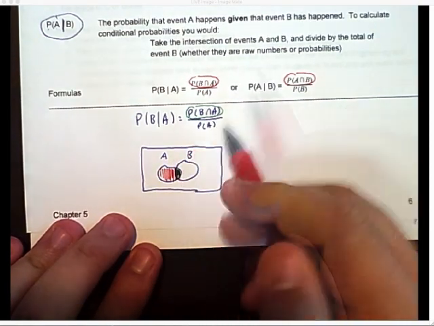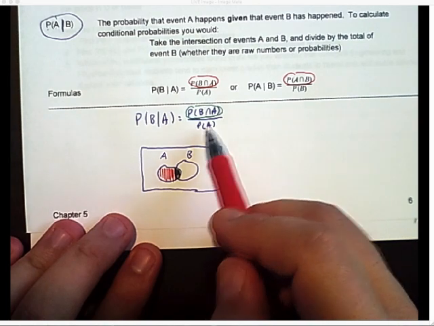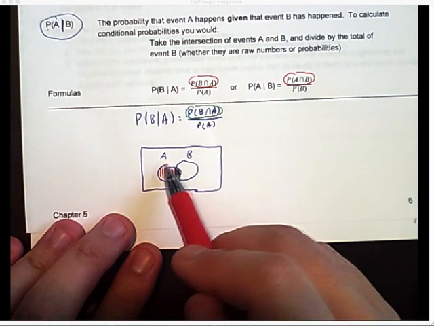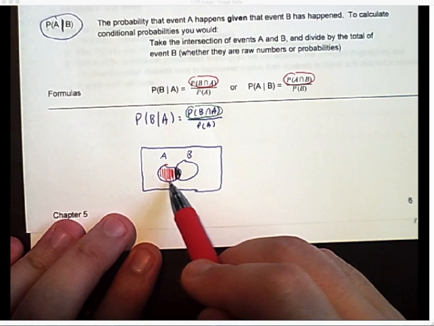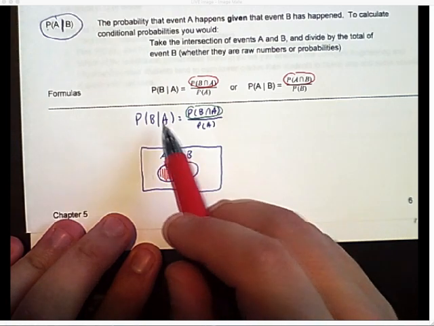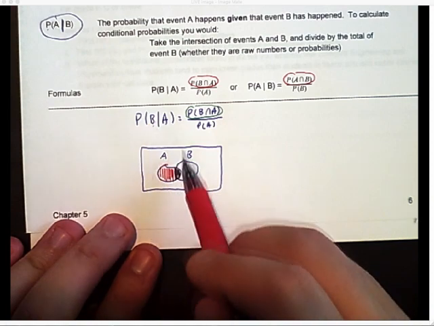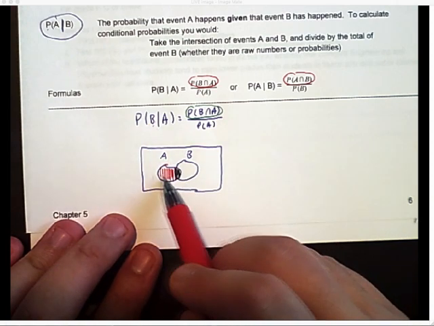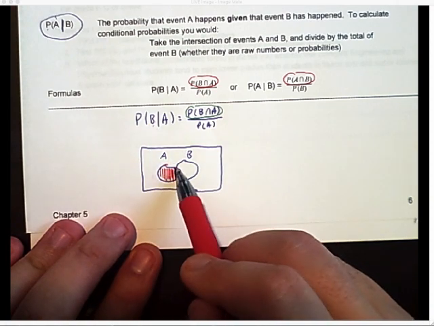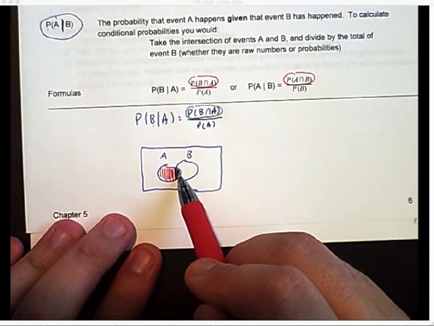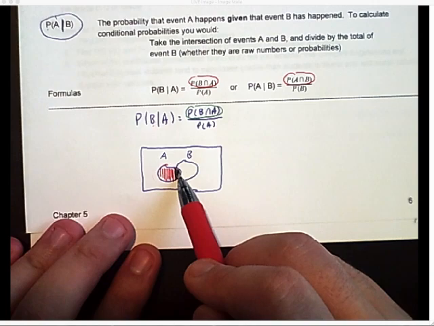So what we know from here is that event A has already happened, so it's got to be in circle A. But we're trying to find the probability that B also occurs. Well, what part of the circle is in A, but also in B? That's the intersection part. So that's how we would find that.